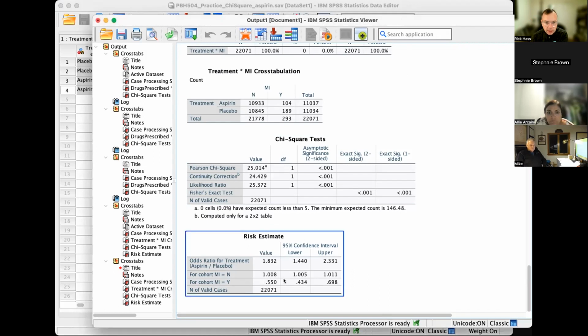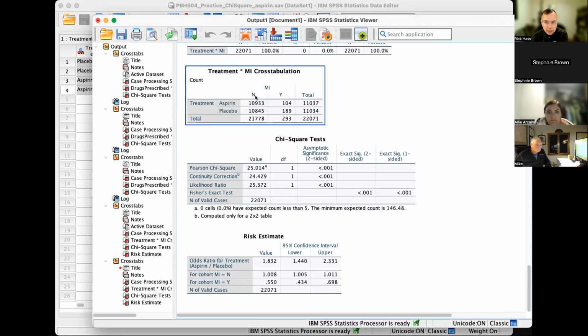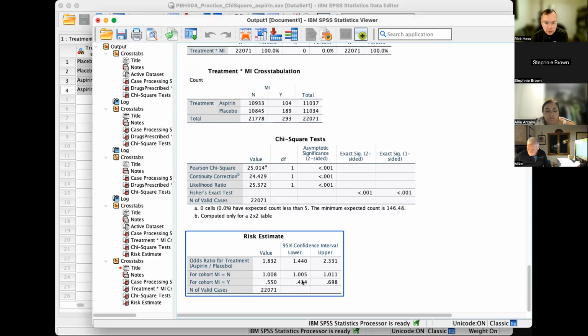And actually, we see it down here, right? For MI equals yes, if you've got your columns flipped around, the row down the bottom is going to give you the correct one. So our correct odds ratio of MI is 0.550. So the odds are about half for aspirin versus placebo. And then we have our confidence interval.